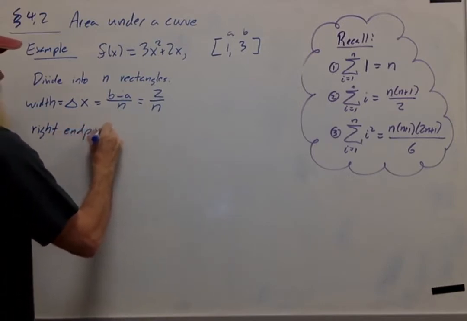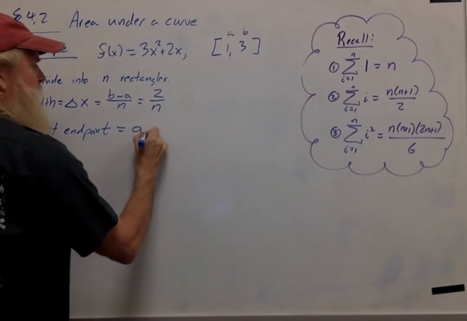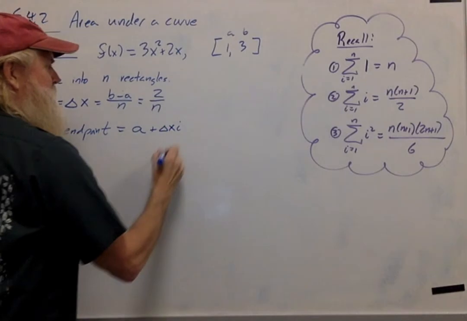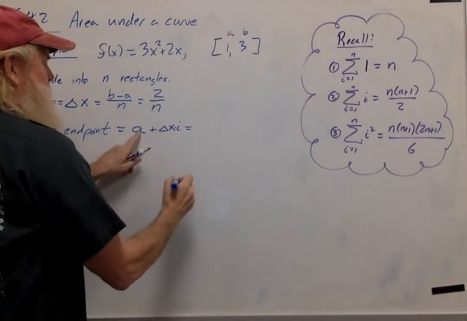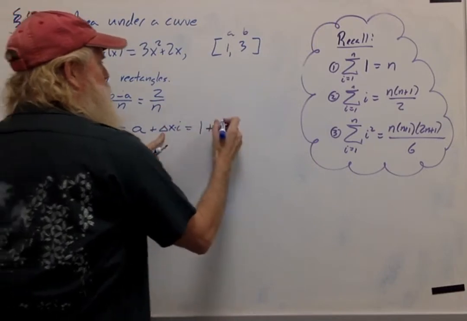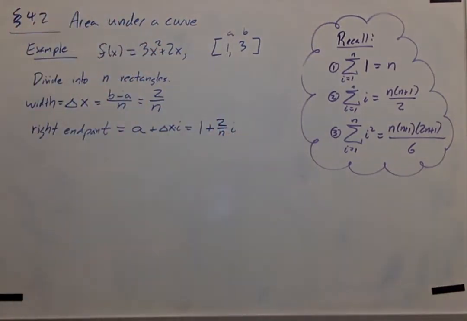The right endpoint of r sub i is the left endpoint plus delta x times i. The left endpoint a is 1. Delta x is 2 over n times i. That's my formula for x sub i.